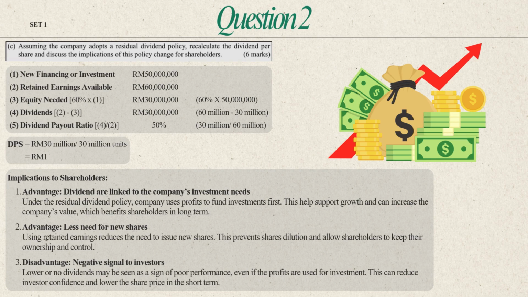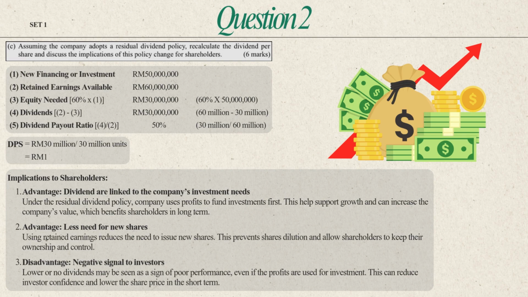The question also wants to know the implications of this policy change to shareholders. First is the advantage. Dividends are linked to the company's investment needs. Under this residual dividend policy, the company uses profits to fund investment first. This helps support growth and can increase the company's value, which will benefit shareholders in the long term. Second, the advantage is less need for new shares. Using retained earnings reduces the need to issue new shares. This prevents share dilution and allows shareholders to keep their ownership and control.